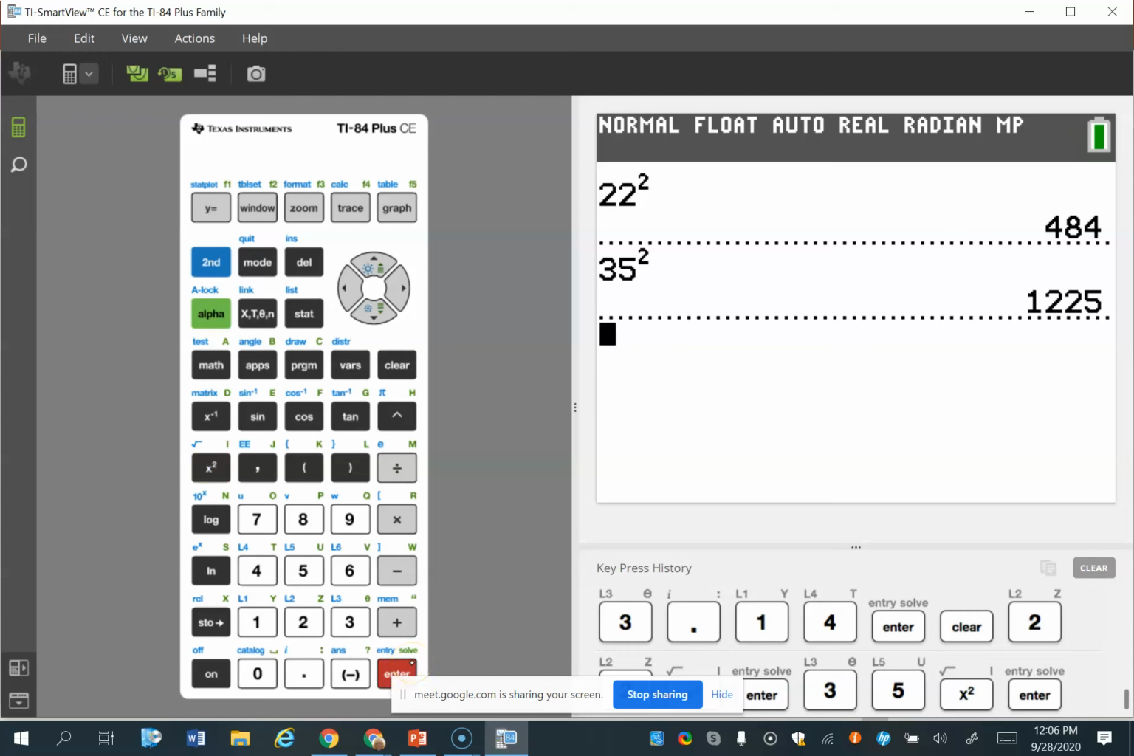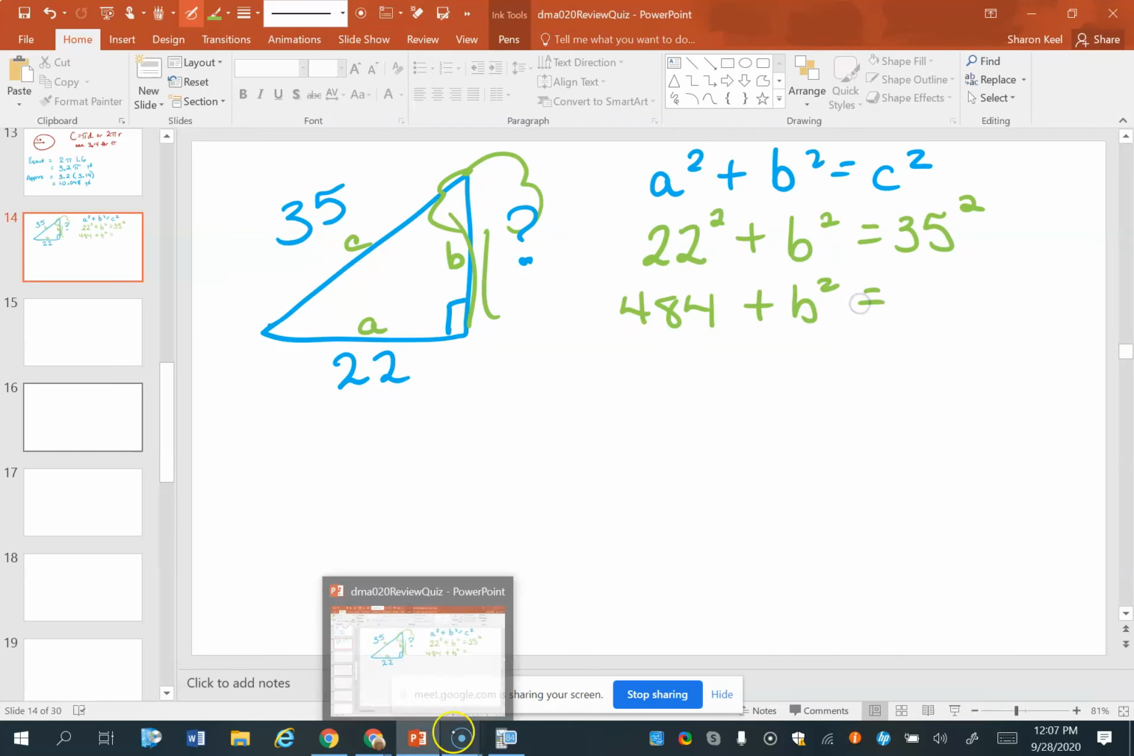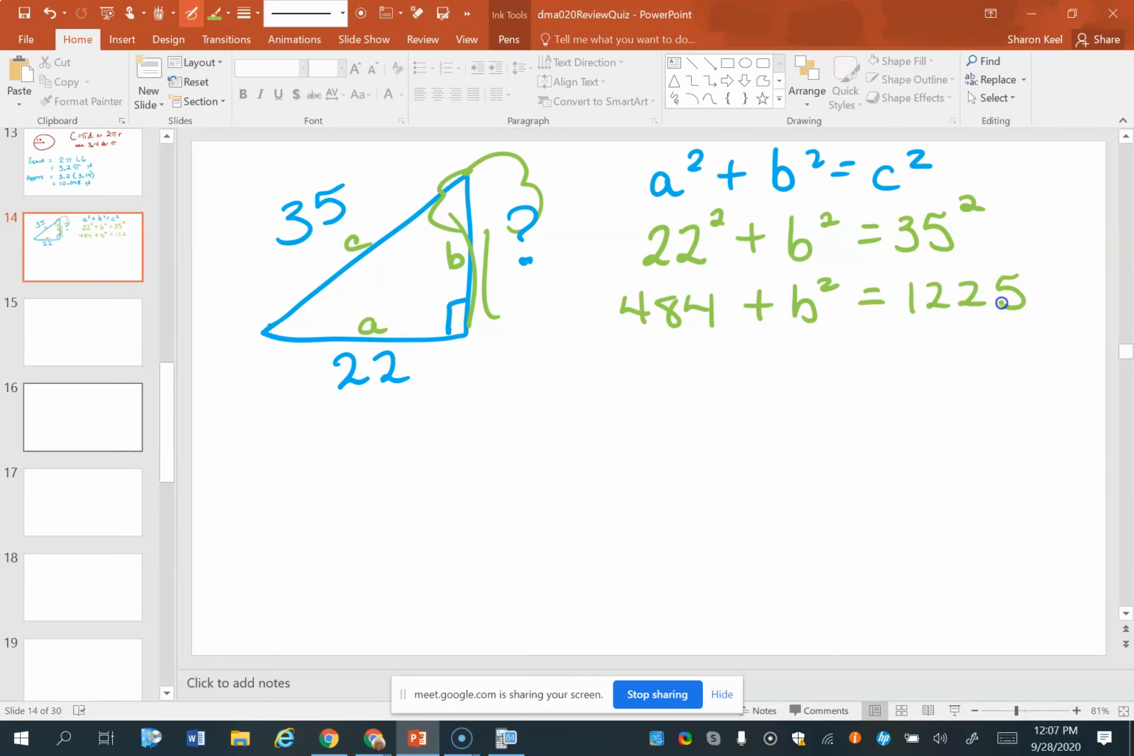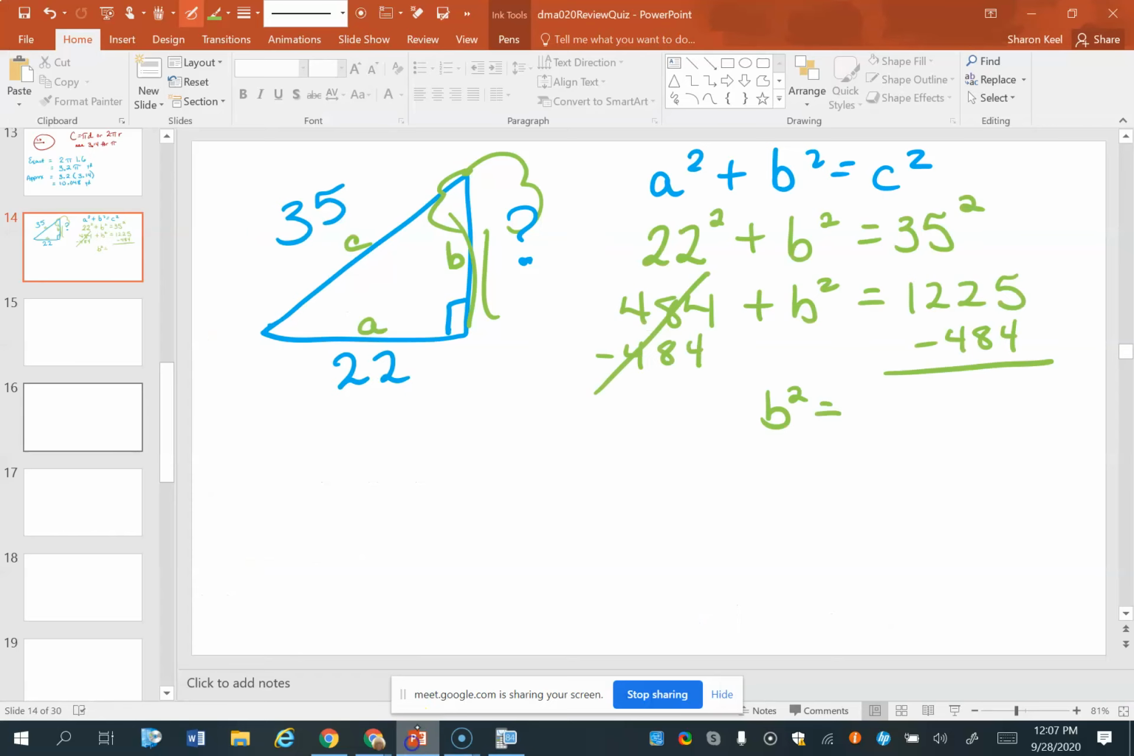So our 22 squared is 484. Our 35 squared is 1,225. In order to solve this, we're going to subtract 484 to cancel it on the left and to move it to the right side of the equation. So now we have b squared equals, we're going to subtract 484, and that will give us 741.